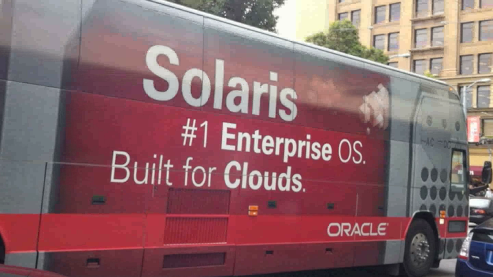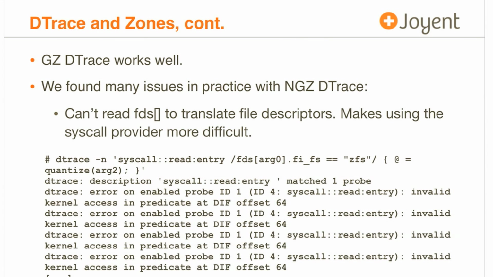Here's a nice picture from last year. This is Solaris, the number one enterprise OS built for clouds, at Oracle OpenWorld. I don't know if this bus is still driving around this year. I hope it is. It's a great picture. This kind of implies that Solaris on clouds is great, and we definitely believe so. We have the same heritage with the Illumos kernel. Our experiences in practice did get a bit rough. As I just mentioned, the non-global zone capabilities were added later because it was more difficult.